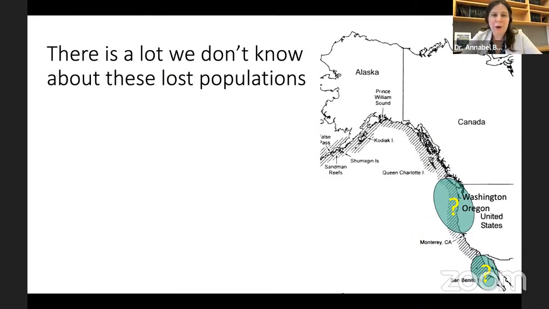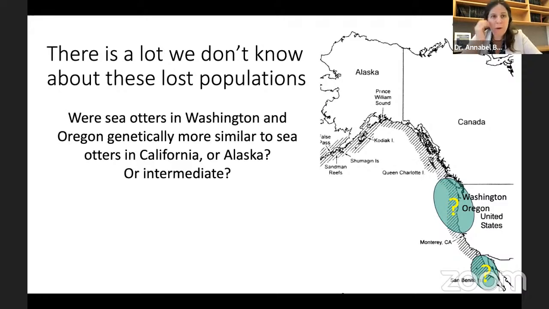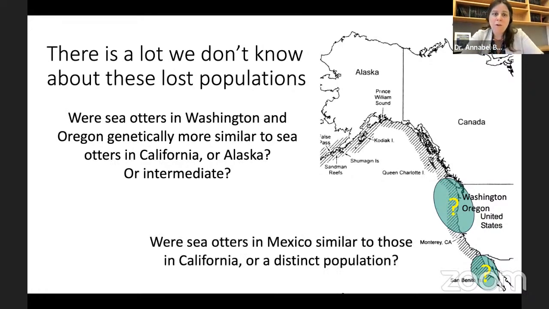There's a lot we really don't know about these lost sea otter populations. For instance, we don't know if the otters in Washington and Oregon were genetically more similar to sea otters in California or to the ones in Alaska, or were they perfectly intermediate? That's a really intriguing question. We also don't know much about the otters down in Baja California in Mexico. Were they similar to those in California, interconnected with them, or were they really their own distinct population with its own genetic profile? And we just have no idea.